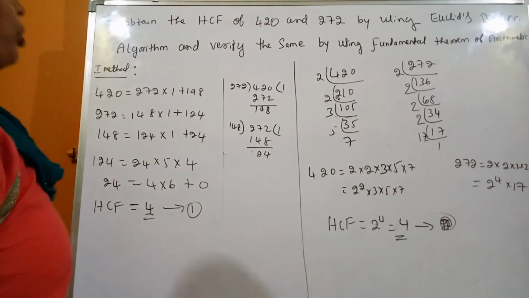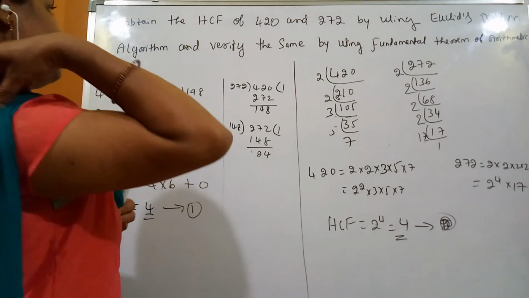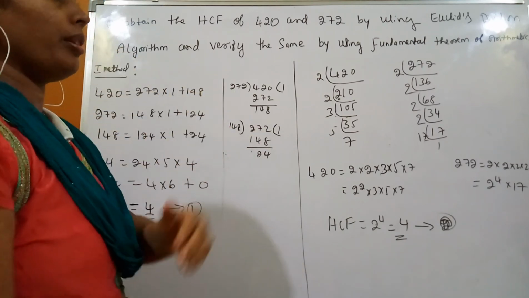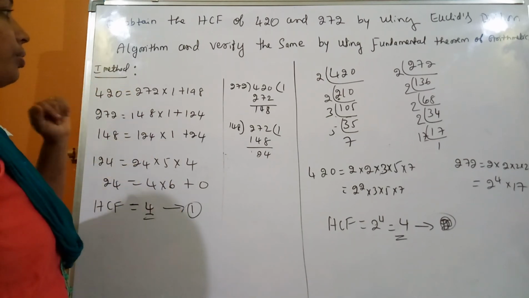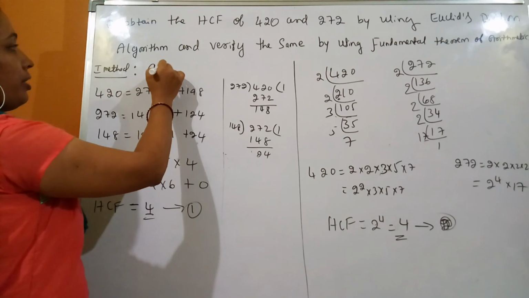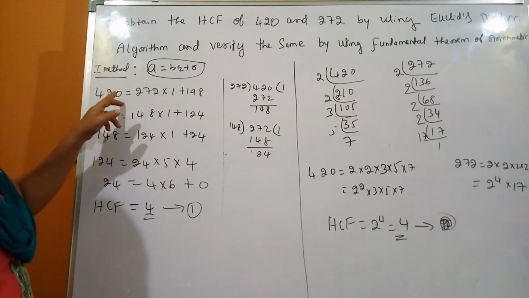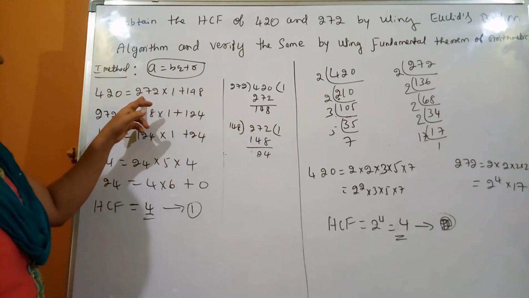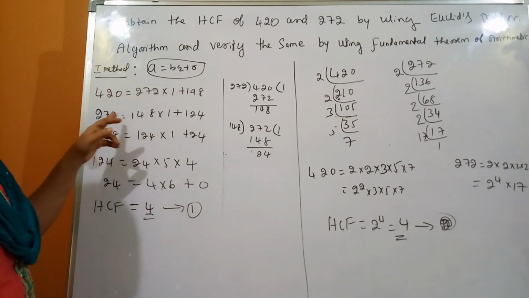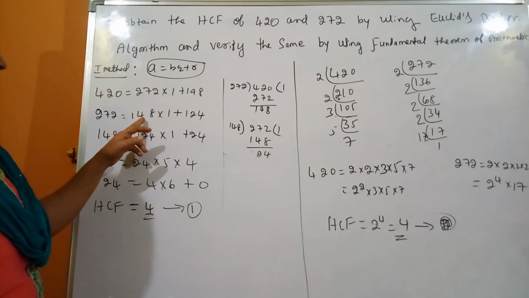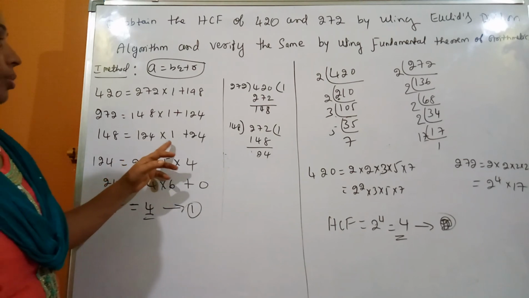Okay, you can see one more problem. Obtain the HCF of 420 and 272 by using Euclid's division algorithm and verify the same by the fundamental theorem of arithmetic. We already learnt this in the last class. So we should first apply Euclid's division lemma, that is a equals bq plus r. Dividend is equal to divisor into quotient plus remainder. Like that, if you divide 420 by 272, and continue, each step can be expressed as dividend equals divisor into quotient plus remainder.